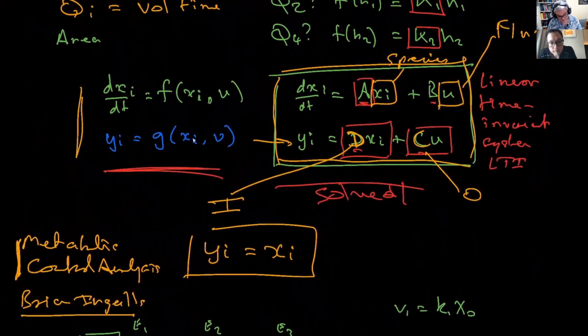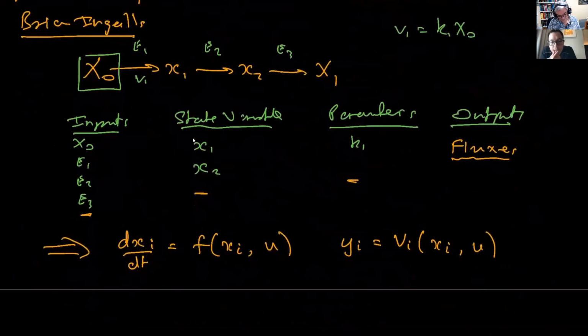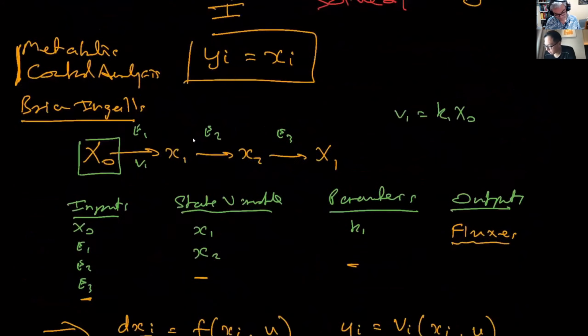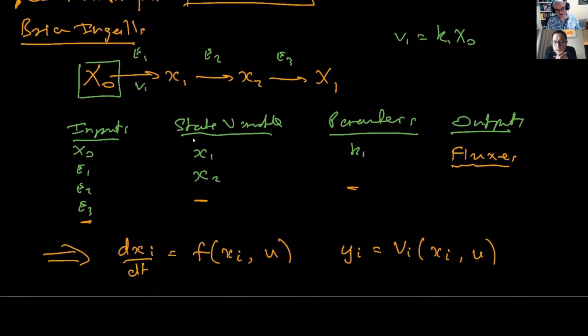This piece here, you can also write this piece as well. This piece is easily written for a metabolic system too. It turns out, as I said, this A matrix is actually the Jacobian. So that's what we get there. And I think, yeah, go on.